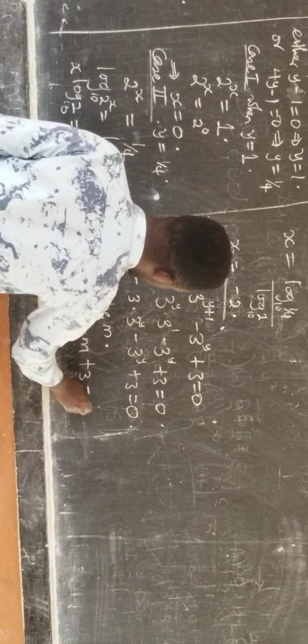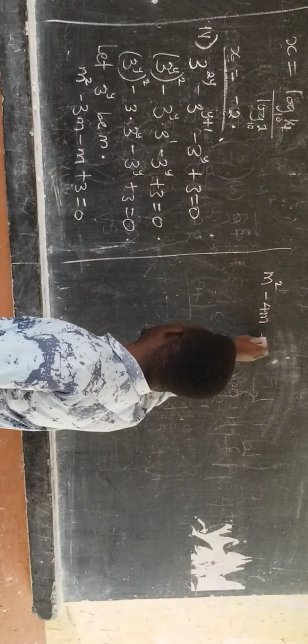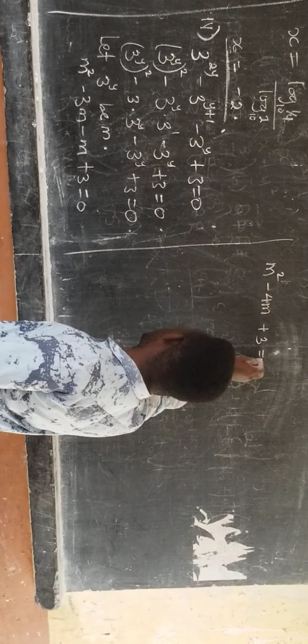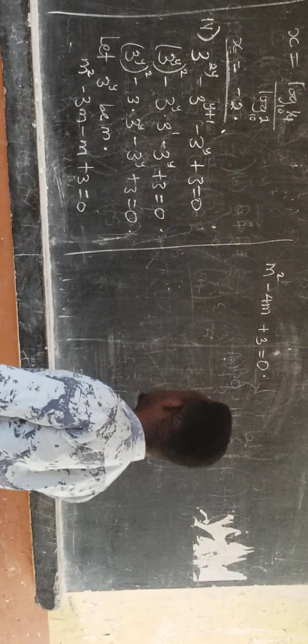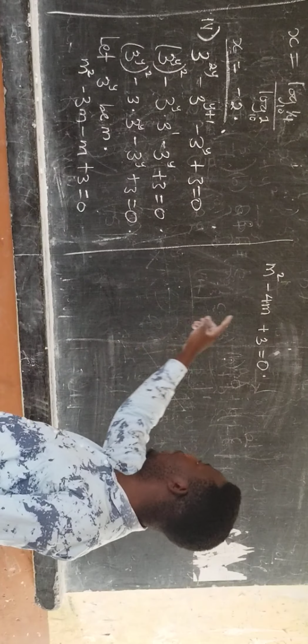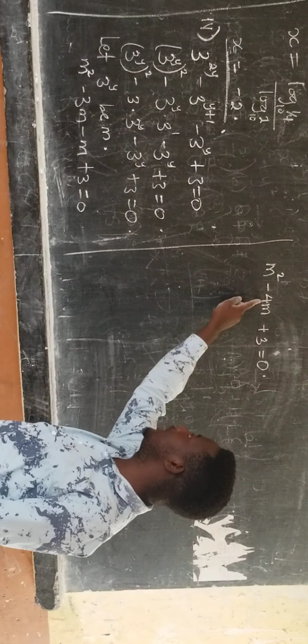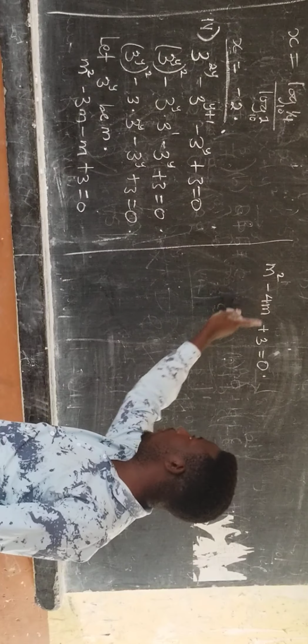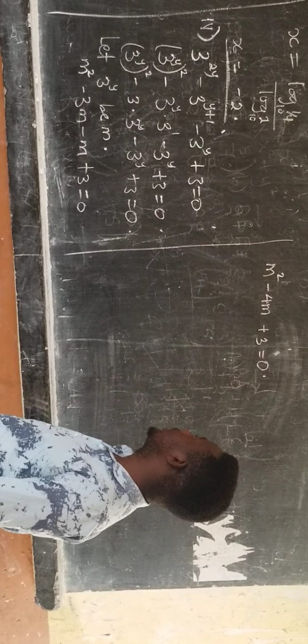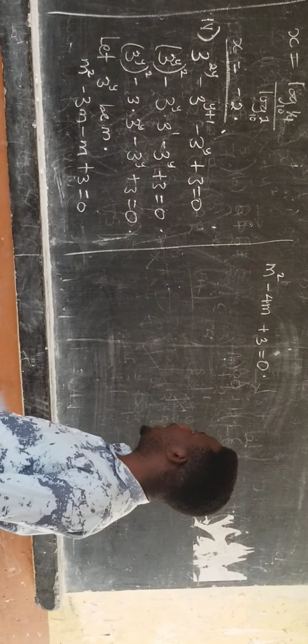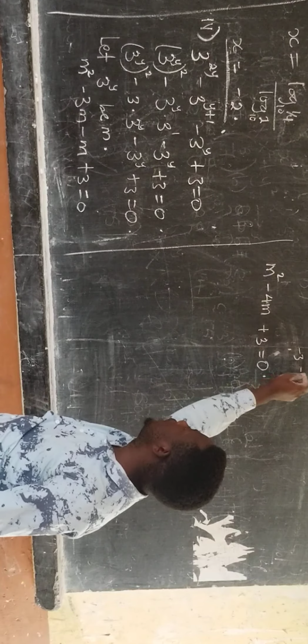This will give me minus 4m. Is that okay? So I will have m squared minus 4m, then plus 3. This one is equal to 0. So I'm going to look for numbers such that when I add them, I get minus 4, and when I multiply them, I get 3. And those numbers are minus 3 and minus 1.